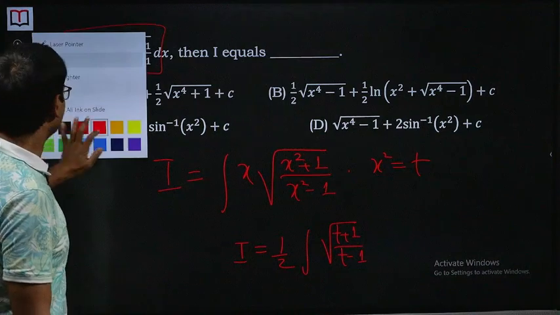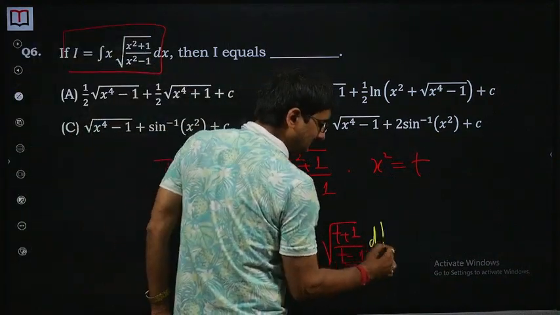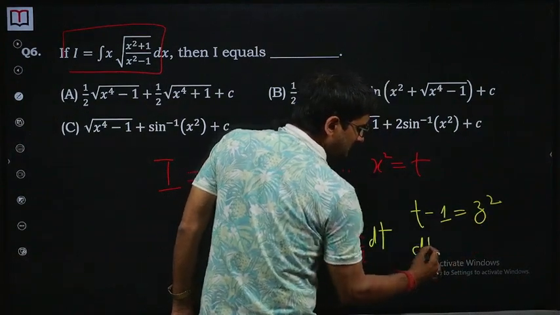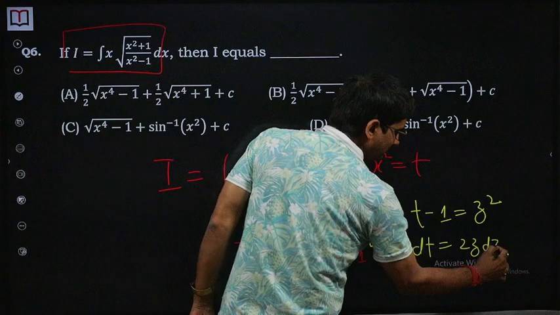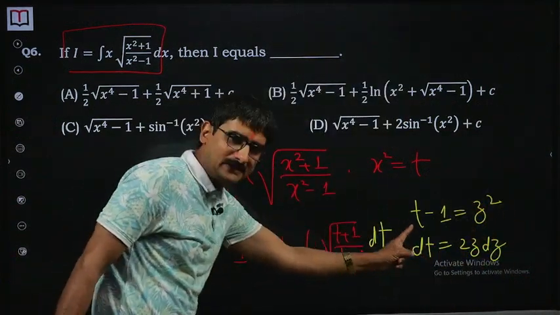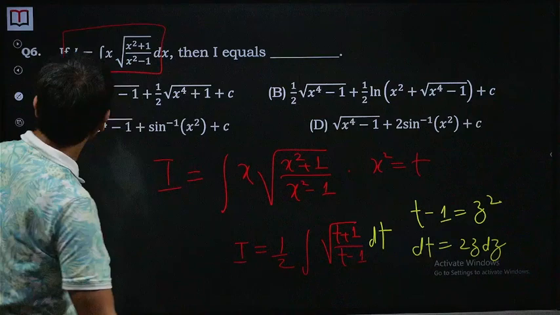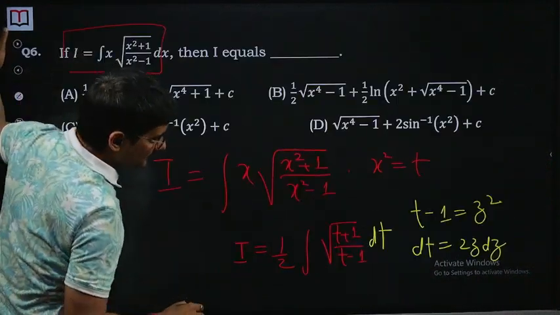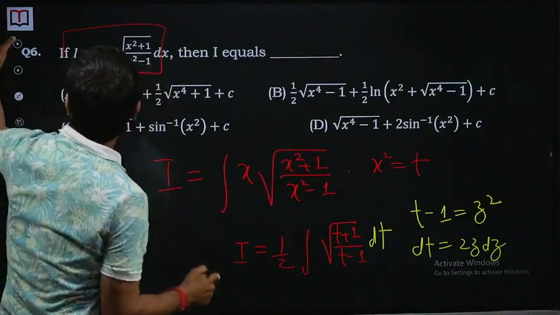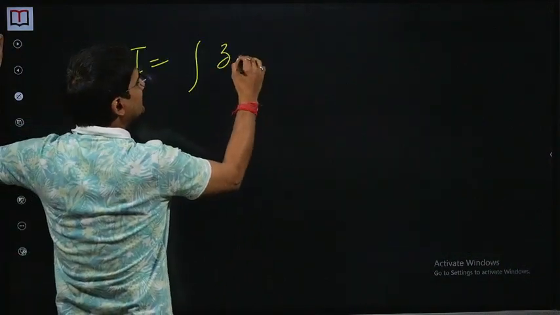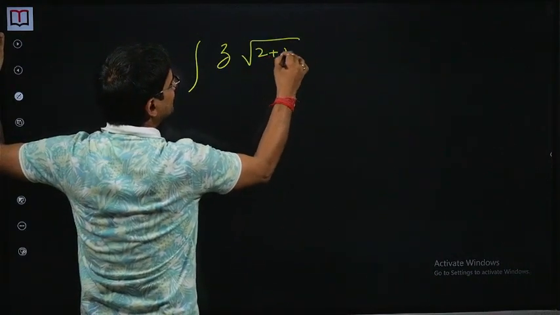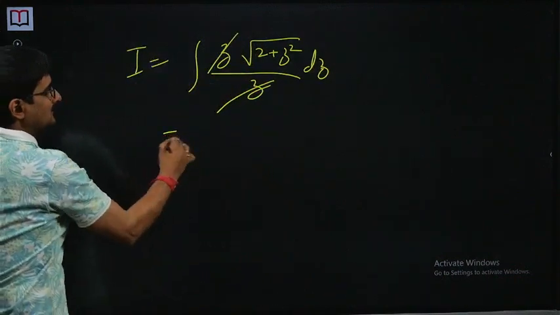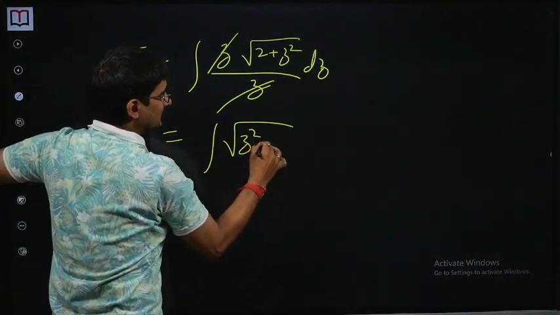Now let's replace t minus 1 by z square, so dt is 2z dz. I think we are done, because then we will replace t by 1 plus z square. So I is equal to, 2z, 2 gone, z gone, z dz under root of 2 plus z square upon z. That's it. Again, that's a standard form.